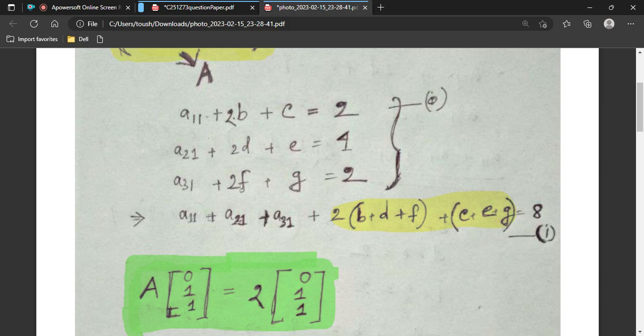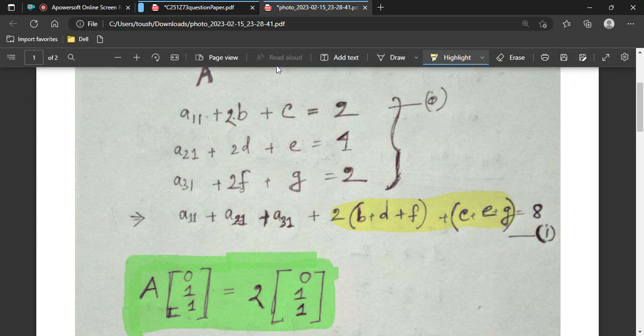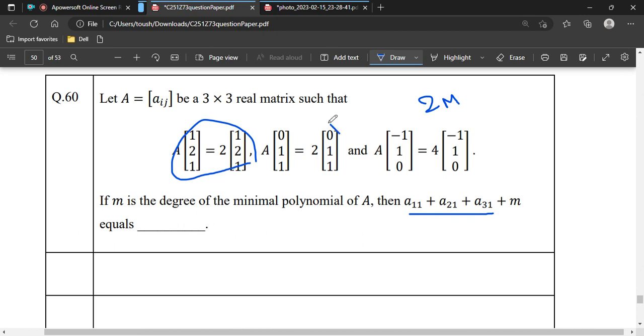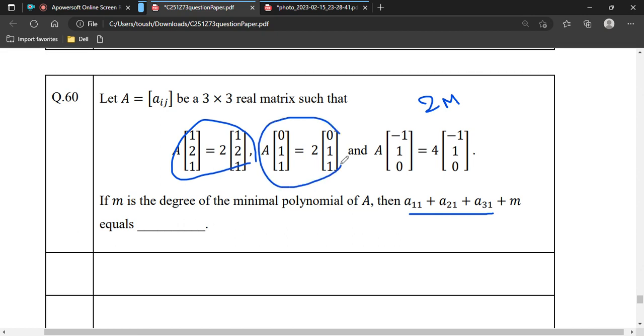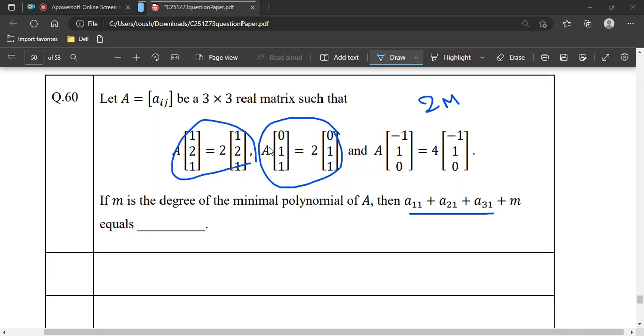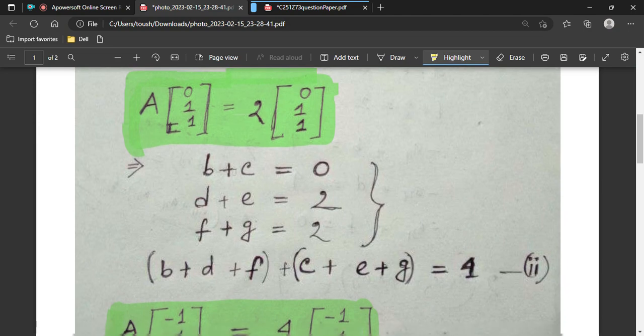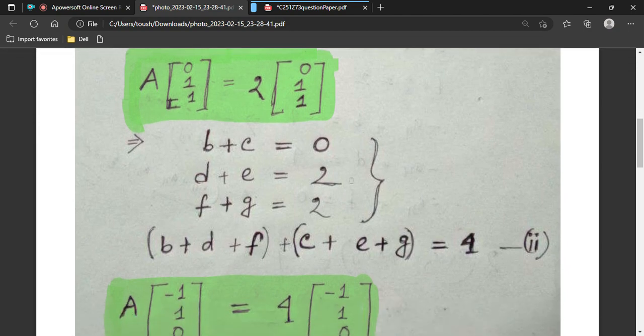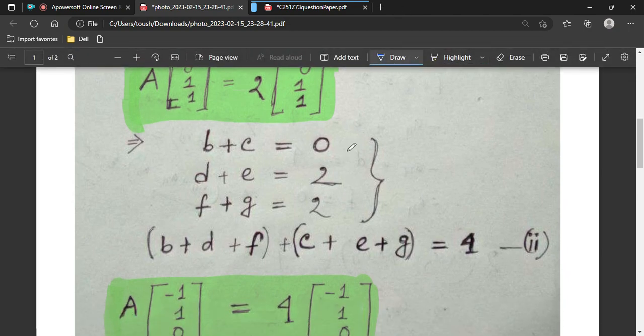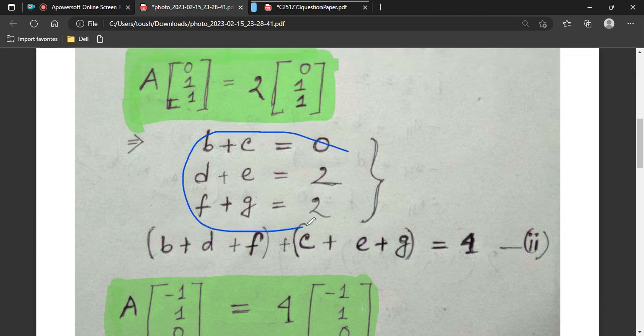So we have to find a11 plus a21 plus a31. These other things are extra, okay? We have to find the value of these and put it here, and we will get our required quantity. Now let's use the second result, that is this one, and we will again get three equations. If we add these three equations again, we will get equation number 2.